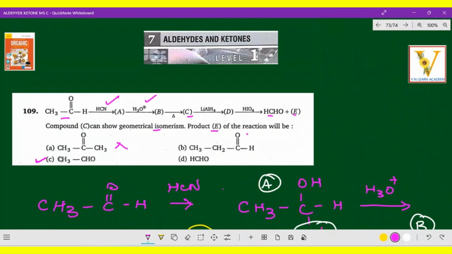Now, which is the correct option? Yes, you are agreeing with that. The HCHO answer is available here. Option E, I mean, product E is acetaldehyde, the same reactant I just mentioned. Right? Come on, let's go to the next question.